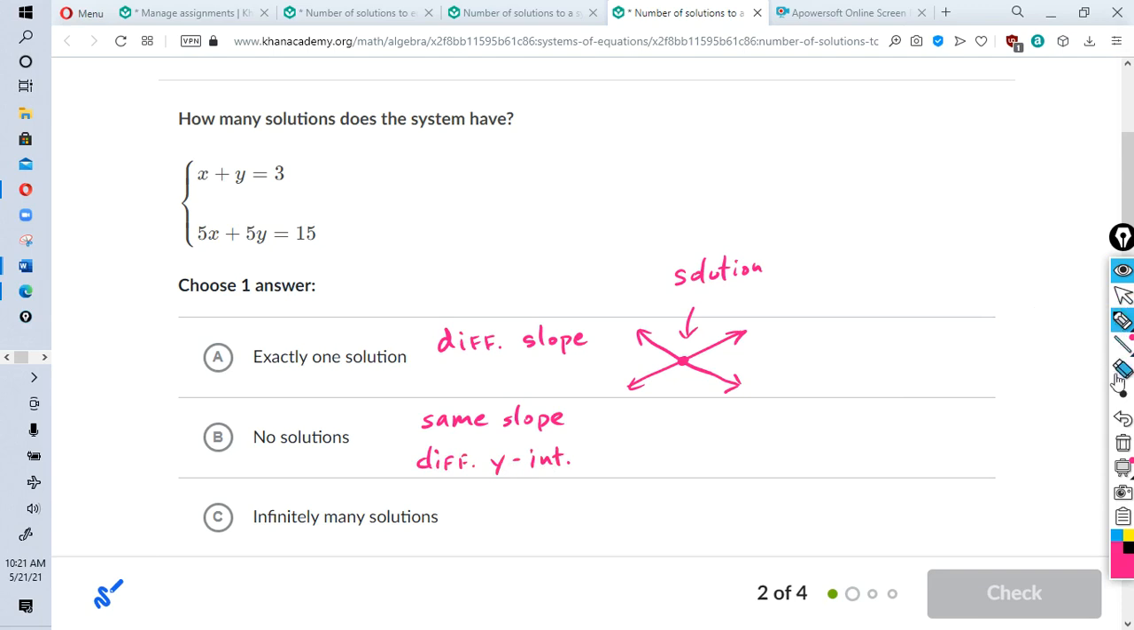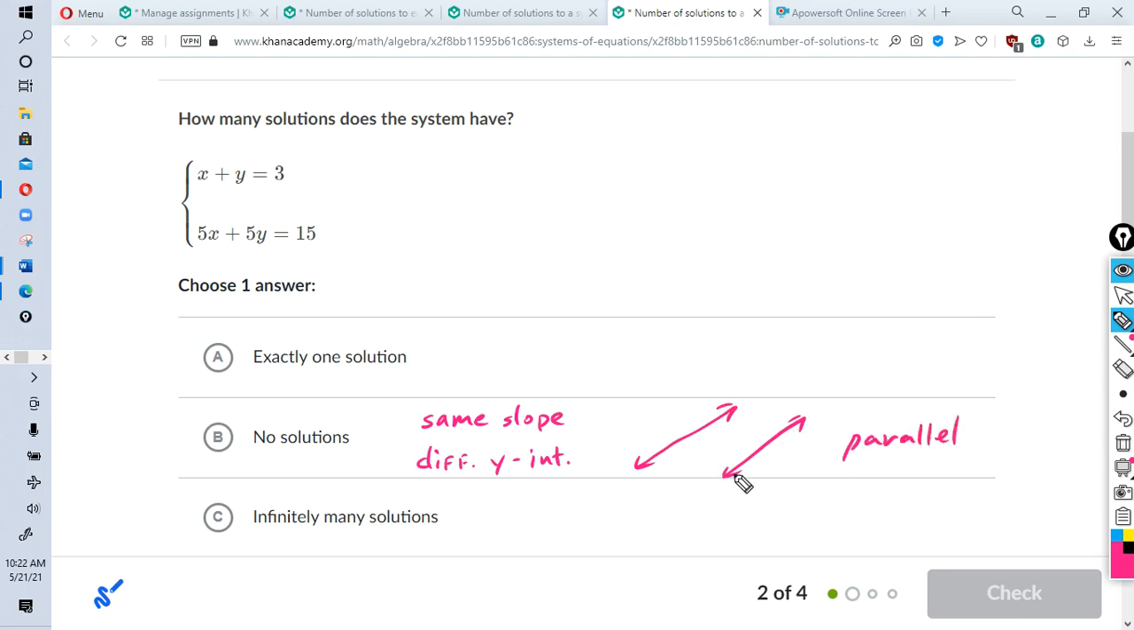Let me erase the first one so there's more room. No solutions: same slope, but different y-intercept. They're going to be two lines that run parallel to each other. They never intersect. They never meet. In order for that to be true, they have to have the same slope and a different y-intercept. If it were the same slope and the same y-intercept, that would be the same line. So that's why they have to have a different y-intercept.